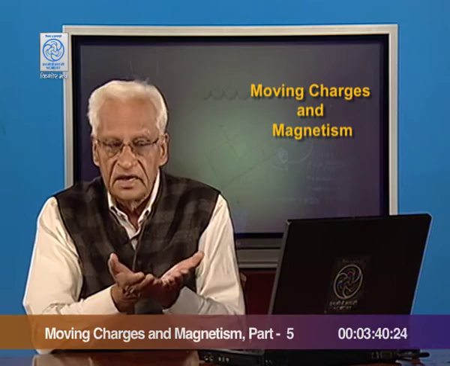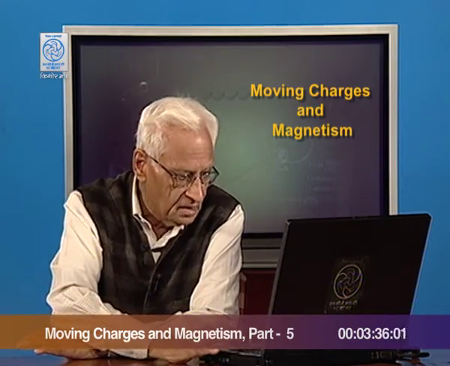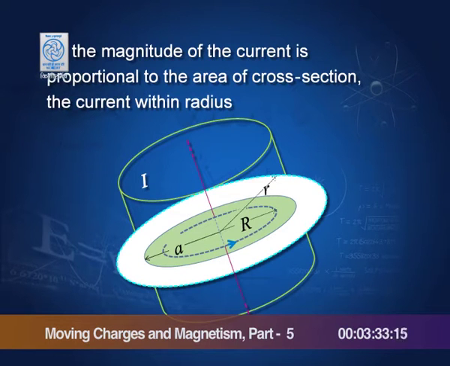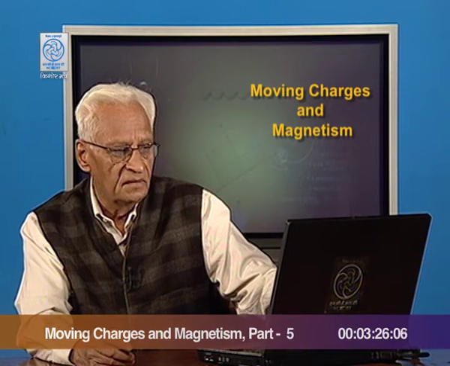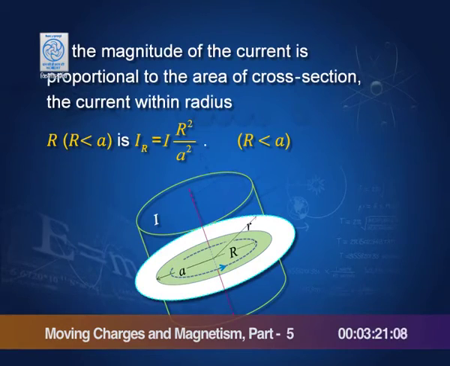Remember that the current is uniformly spread along this cross section. As the current is uniformly spread, the magnitude of the current must be proportional to the area of the cross section. Then for radius r, whose area is pi r squared, and the total area is pi a squared, the current through the area spanned by this radius r is I r equal to I times r squared by a squared, simply proportional to the area, for r less than a.